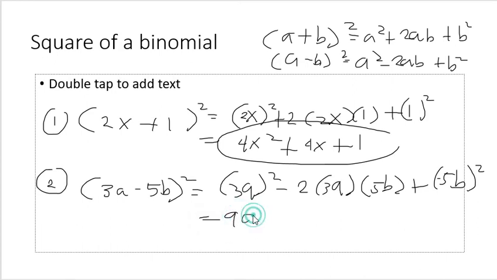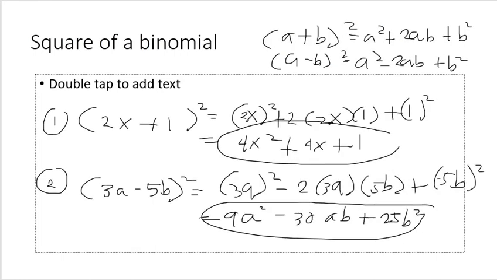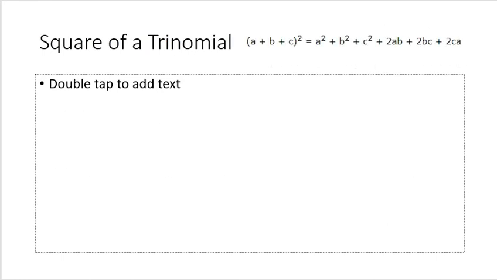So 3a times 3a is 9a squared. Negative 2 times 3a is negative 6a, and then negative 6a times 5b. 6 times 5 is 30, negative 30, and then you write ab. And then 5b times 5b is 25b squared. This is the answer. You can always pause the video if you want to check something.